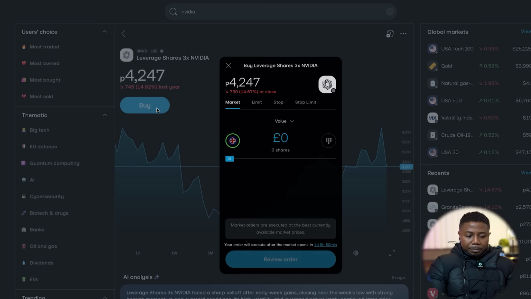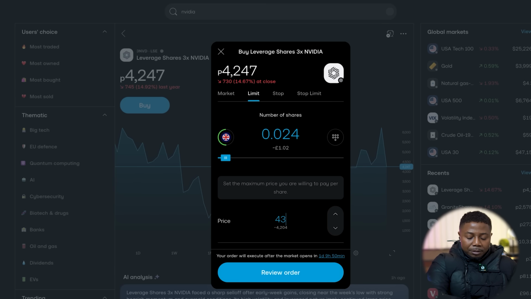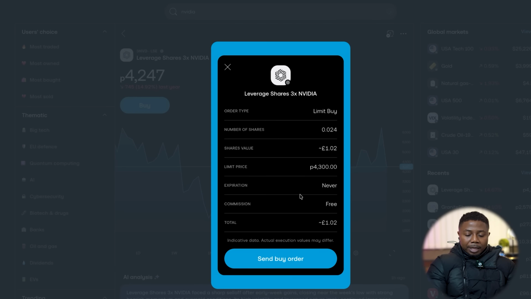If you want to avoid that, you can use what's known as a limit buy, and with the limit buy, you'll tell the system the maximum price you want to pay. If you click on buy, click on limit, you can use the slider to say £1 and 2 pence, let's say, and now you can tell it, I don't want to pay any more than say 4,300 pence. That's the maximum I'm willing to pay. Okay, you click on review, and then it gives you a summary.